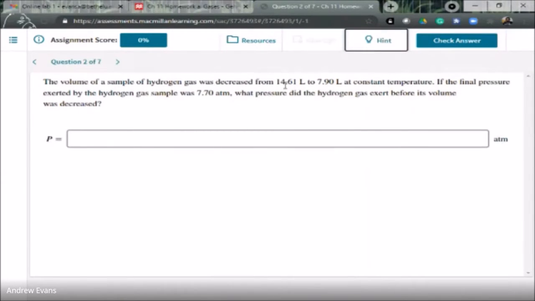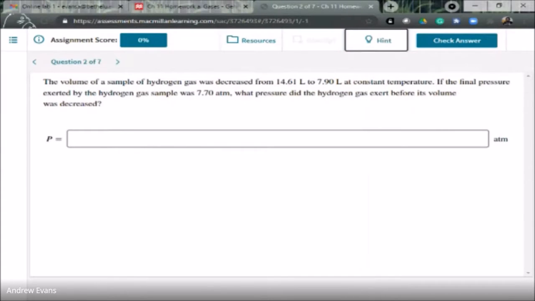So you have to be able to read and say, okay, this is a volume. This is the initial volume. This is the volume at step 1. This is the volume at step 2. Then it says the final pressure. So that's the pressure at 2, 7.7. What's the pressure at 1?